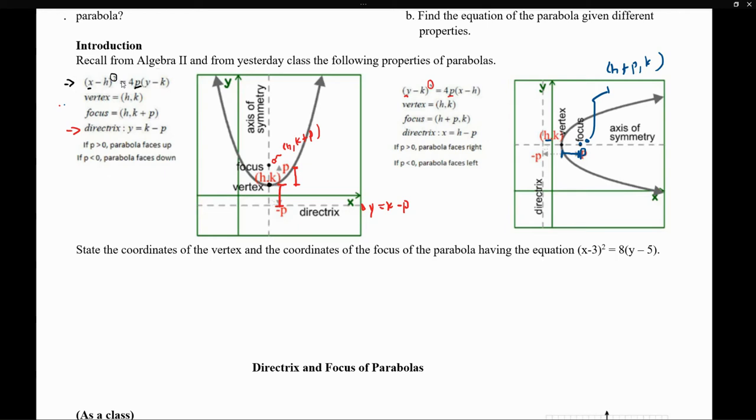And now the directrix can be defined exactly the same way that we have done it here, because I know that the directrix is as equidistant from the vertex as the vertex is from the focus.